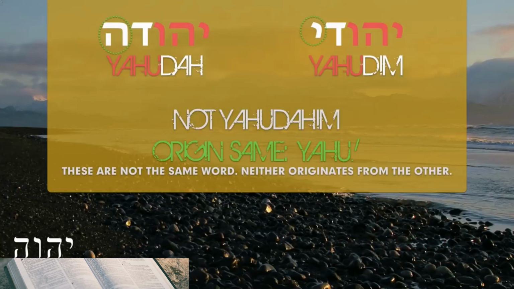And look at the word Yahudah. We're told is Judah, one tribe of 12, and Yahudim, which is all of Yah's people, plural. These are 2 different words. One does not originate from the other. No. But they both have their origin in the same word, which is what? Yahu, Yahuwah, God. That is significant.